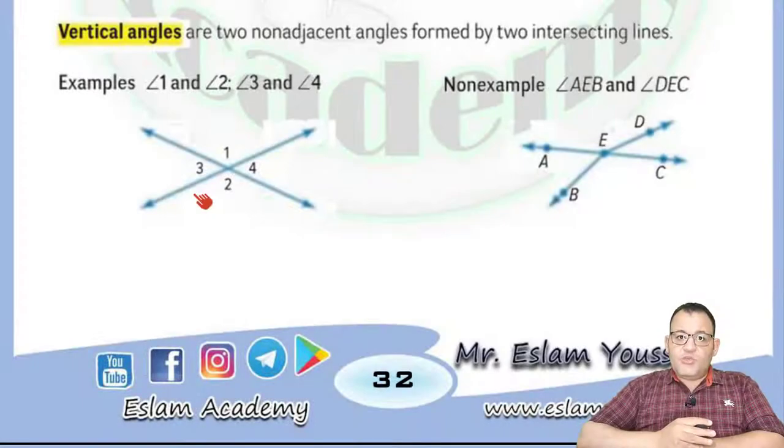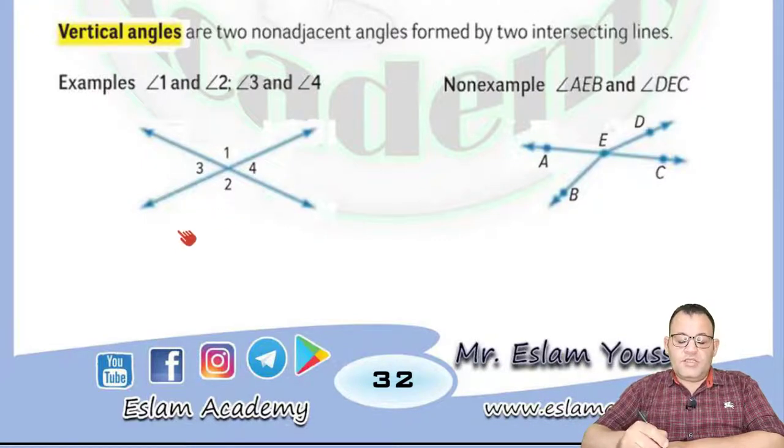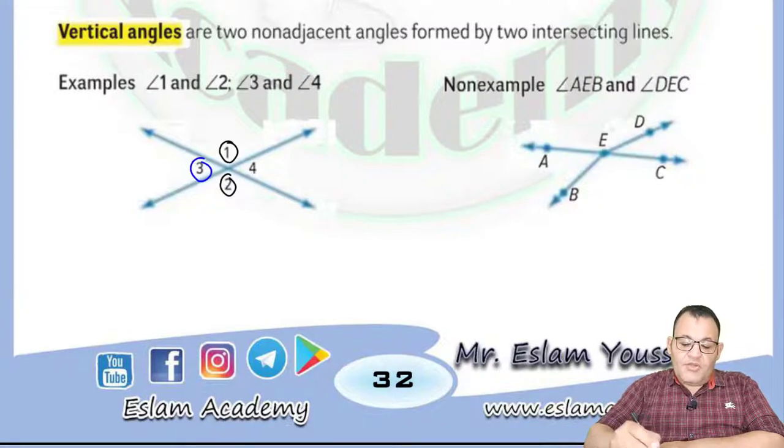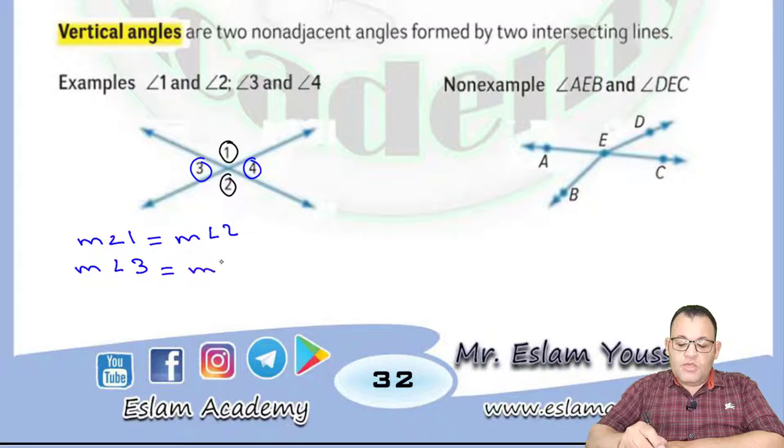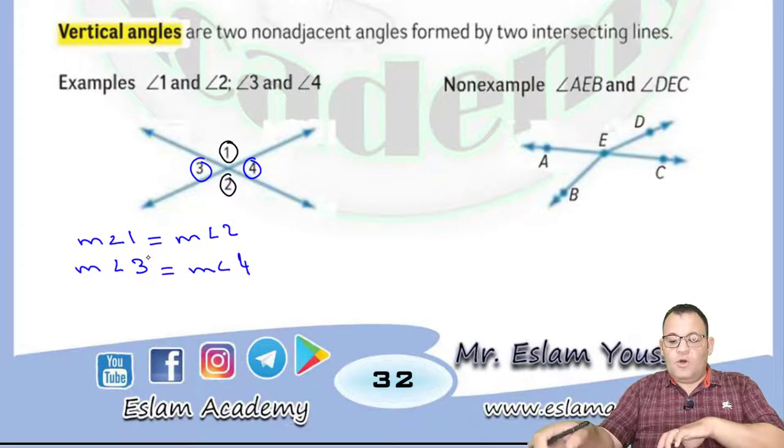The third relation that we have is called the vertical opposite angle. What is the meaning of the vertical opposite angle? Vertical opposite angles are formed from the intersection of two lines. If we have two lines intersecting at one point, it means we have four angles. You will find that angle number 1 is opposite to angle number 2, and they will be equal in measure. And angle number 3 is opposite to angle number 4. They will be equal in measure. So the measure of angle 1 equals the measure of angle 2, and the measure of angle 3 equals the measure of angle 4. That is the vertical opposite angle.